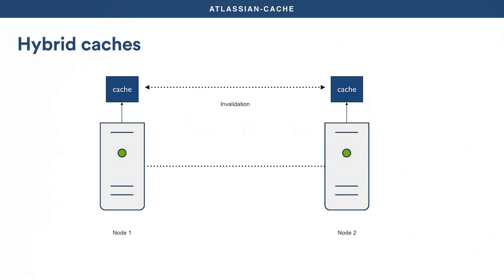And then there's a third type, which we call a hybrid cache. And this is kind of an interesting mix. So in this model, the caches are local, and each cache on each node will have its own contents. But when an entry from one cache is removed or updated on one node, it sends an invalidation to the other nodes to basically signal to the other nodes, say, hey, this value has changed. Whatever value you currently have in the cache, it's probably not valid anymore.